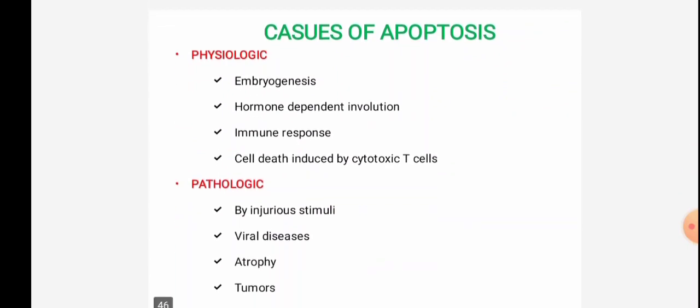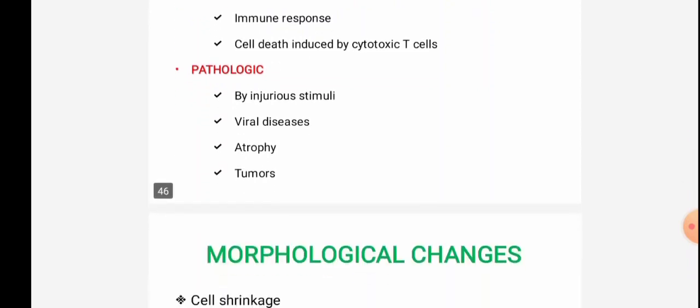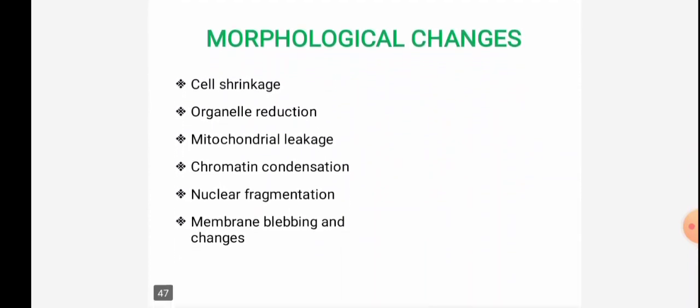The causes of apoptosis: physiologically, the causes are embryogenesis, hormone-dependent involution, immune response, and cell death induced by cytotoxic T cells. In pathology, the causes are injurious stimuli, viral diseases, atrophy, and tumors. The morphological changes in apoptosis are cell shrinkage, organelle reduction, mitochondrial leakage, chromatin condensation, nuclear fragmentation, membrane blebbing, and other changes.